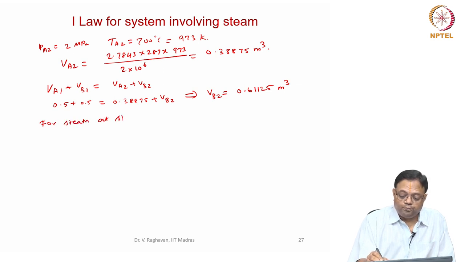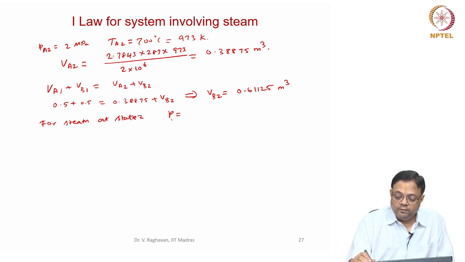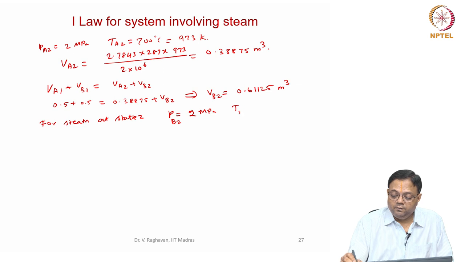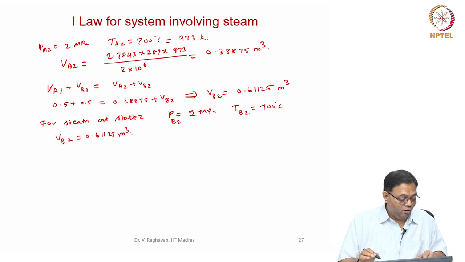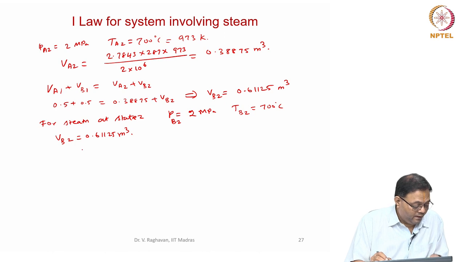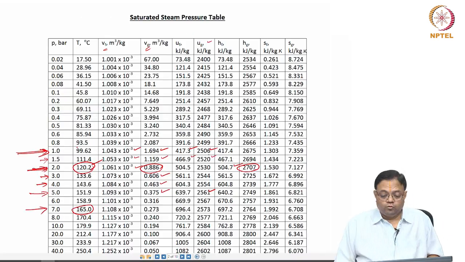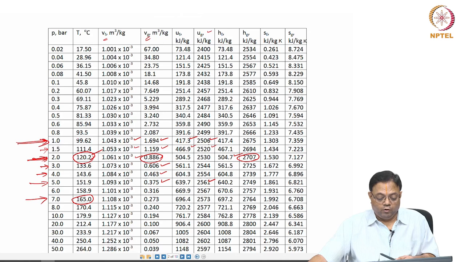So now state 2 for steam, now we will take for steam at state 2, P equal to PB2 equal to 2 megapascals, and TB2 equal to 700 degree centigrade. VB2 I know. VB2 equal to 0.61125 meter cube. So these three I know. So now I will go to the tables. 2 megapascals. What is 2 megapascals?